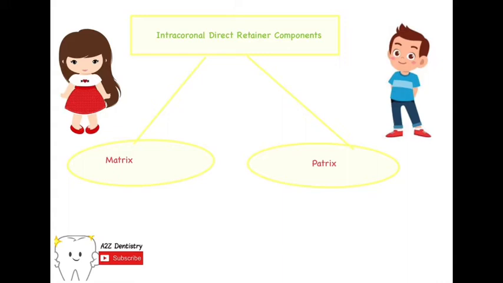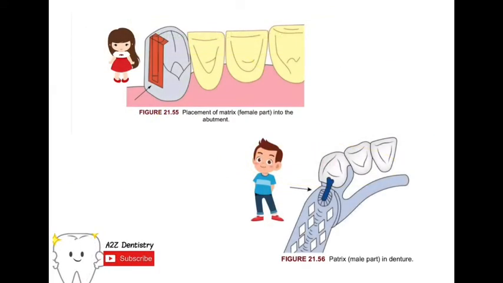Now this matrix is located within the abutment tooth, and this patrix will be inserted into the matrix. Here we can see the girl standing there. She is the female component, that is the matrix, and the blue one is the patrix, which is the male component.